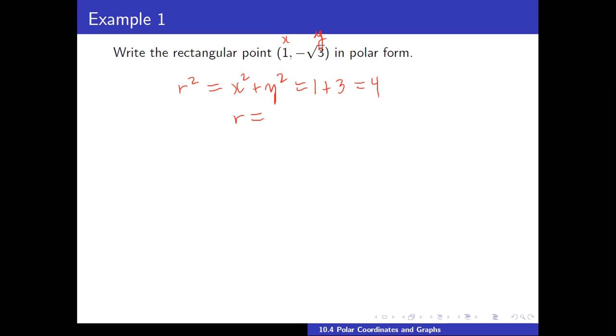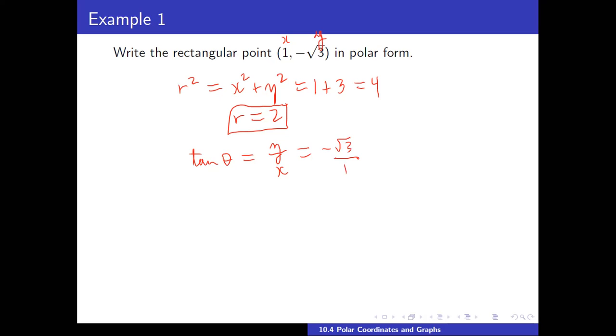So r, I mean, I have a choice here. I could either do plus or minus 2, but if it's up to us, I always choose the positive one. I don't want to trick people. So I'm just going to take r equal to 2. That's what r is. And what about tangent of theta? So tangent of theta is equal to y over x, which is just, what's that? Negative square root of 3, yes?